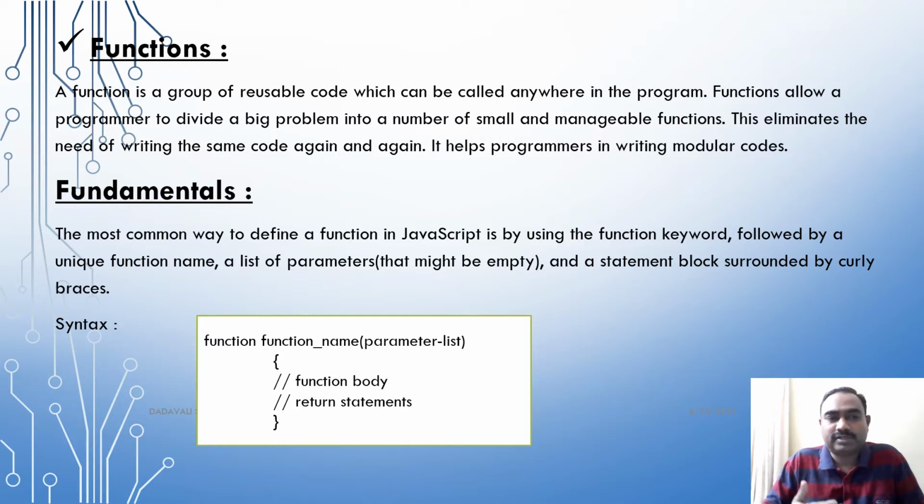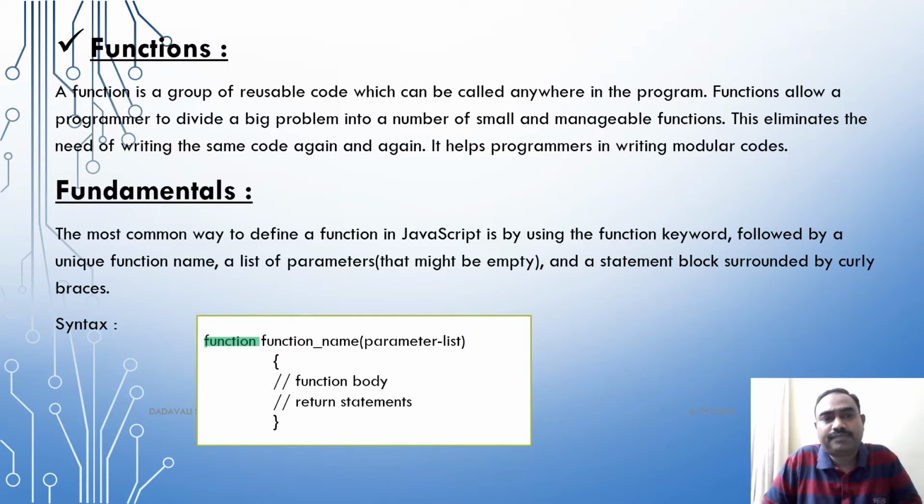So, fundamentals. The most common way to define a function in JavaScript is by using the function keyword followed by a unique function name and a list of parameters. So just observe the function keyword here. In C programming, a function is a group of statements, a block of statements, with the same syntax: the beginning of the braces and the end of the braces, and you can write within the body of the function.